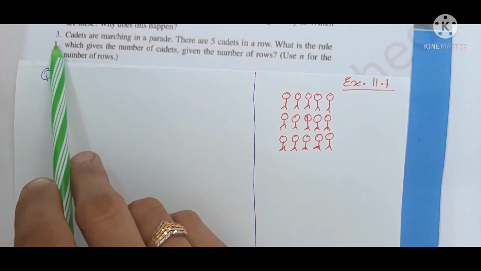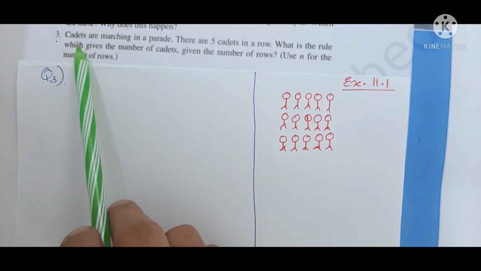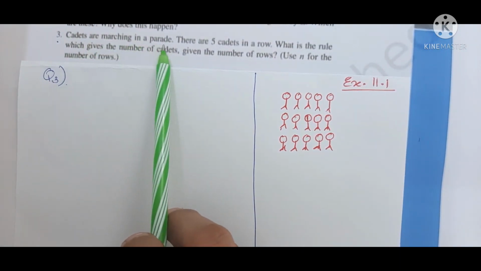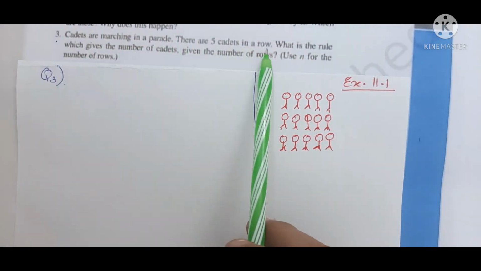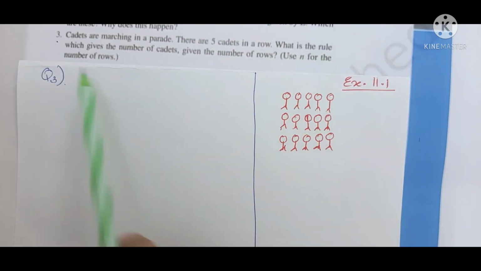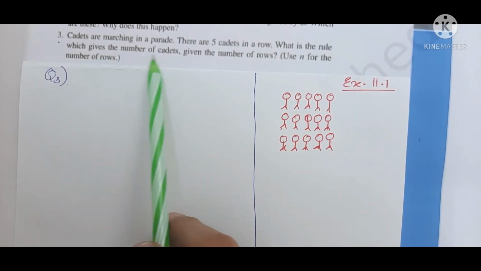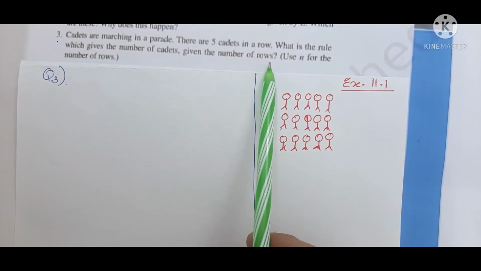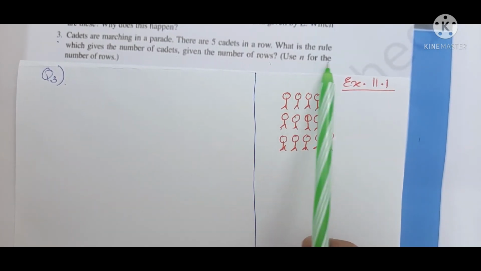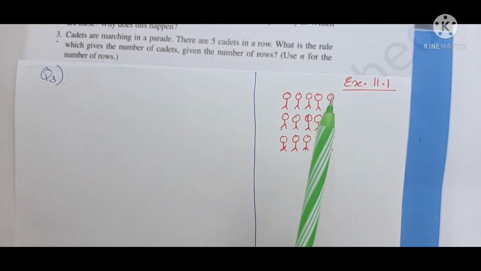Okay, so to question number 3. The question is, cadets are marching in a parade. There are 5 cadets in a row. What is the rule which gives the number of cadets given the number of rows? Use n for the number of rows.